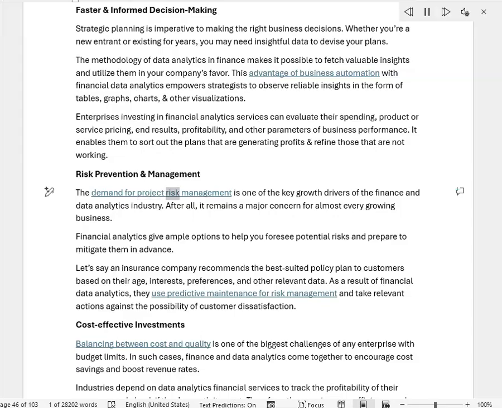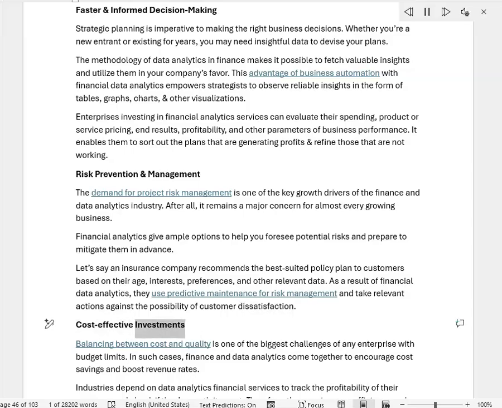Risk prevention and management. The demand for project risk management is one of the key growth drivers of the finance and data analytics industry. After all, it remains a major concern for almost every growing business. Financial analytics give ample options to help you foresee potential risks and prepare to mitigate them in advance. Let's say an insurance company recommends the best-suited policy plan to customers based on their age, interests, preferences, and other relevant data. As a result of financial data analytics, they use predictive maintenance for risk management and take relevant actions against the possibility of customer dissatisfaction.